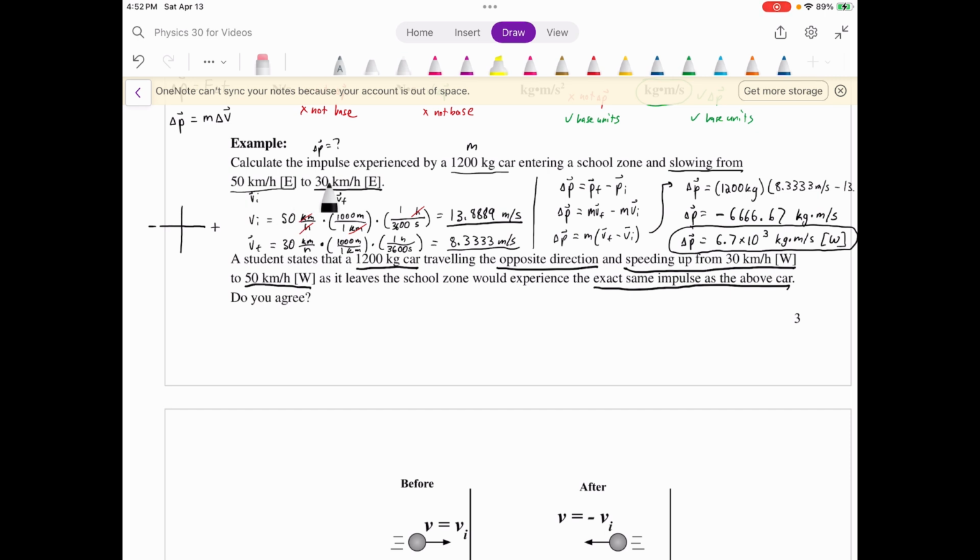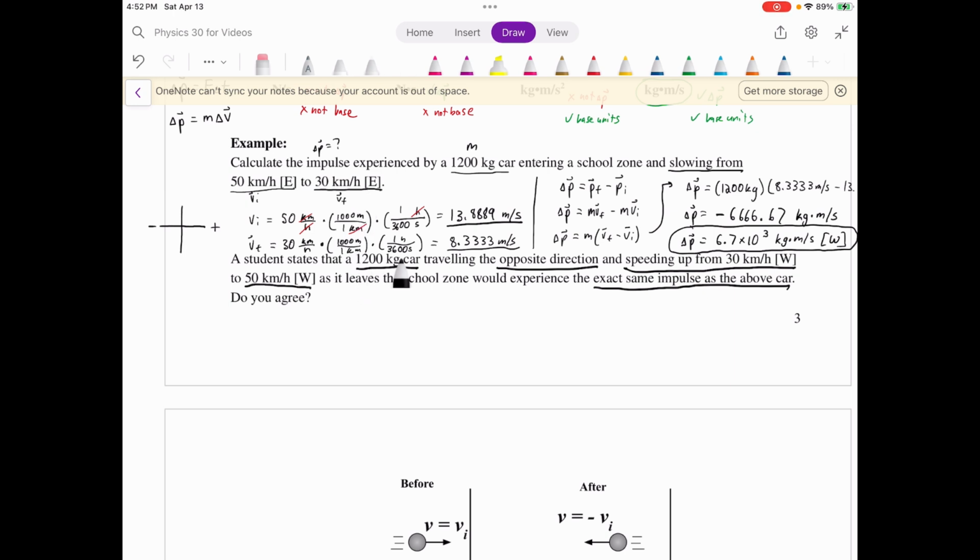Well, let's just think about this. What was the car's change in velocity, right? It was from 50 east to 30 east. So that's a change of, we could say, negative 20 kilometers per hour, right? Or 20 kilometers per hour changing in the west direction, right? Less east is more west, okay? Well, this car went from 30 west to 50 west. So that's a change in velocity of 30 kilometers per hour to the west, right? It's increasing its westward velocity. This one was decreasing its eastward velocity.